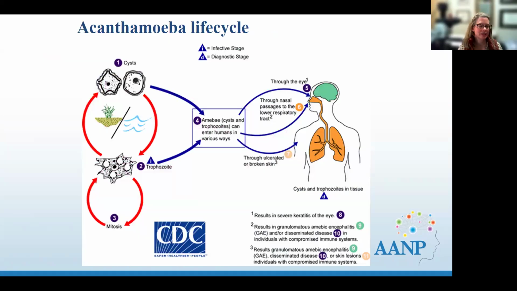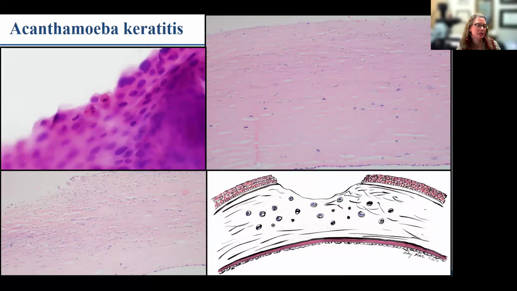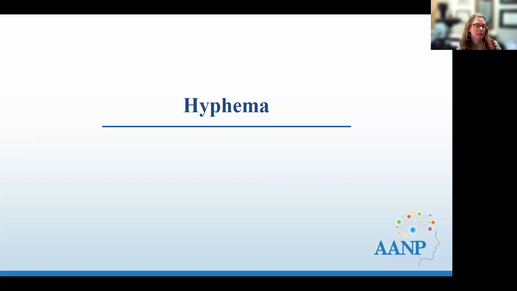And then, of course, if you look at the CDC, you can see the Acanthamoeba life cycle, these cysts that are in dirt or water that form this trophozoite form. And then they can go through the mucous membranes, the nasal passages, through the eyes as well, or ulcerated skin. Okay. And so here's my little summary view where you see the organisms within the stroma, and then they often create that ulcerative keratitis. Okay.